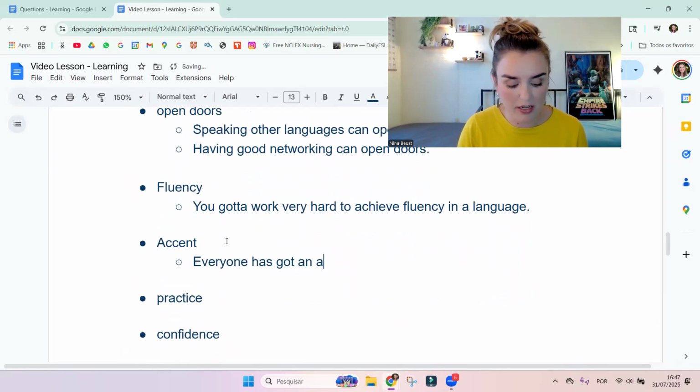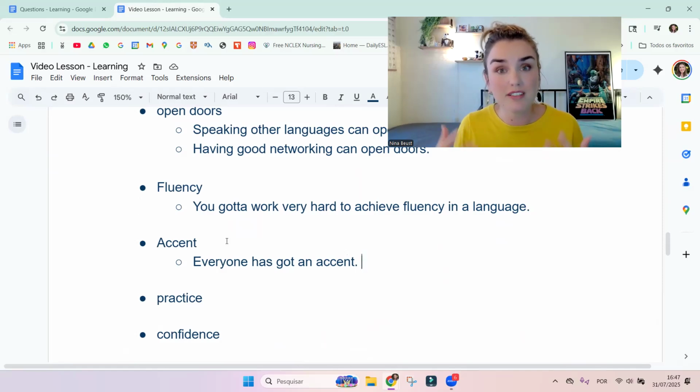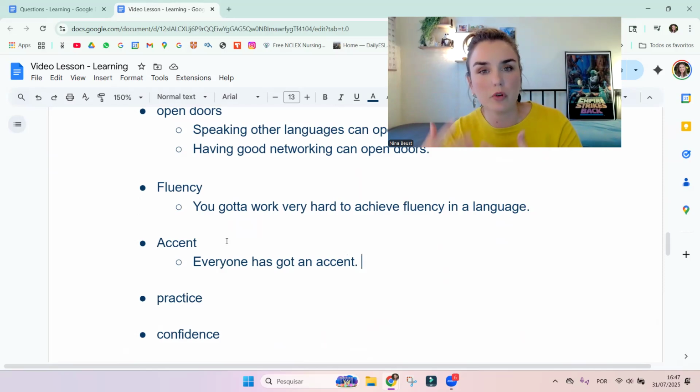And your accent. Everyone has got an accent. Stop worrying about your accent. Who do you want to sound like? Americans, Australians, right? Irish? Probably not, but there you go. So everyone's got an accent. You should worry less about your accent and more about communicating, and then your accent and your pronunciation is going to improve as you go.